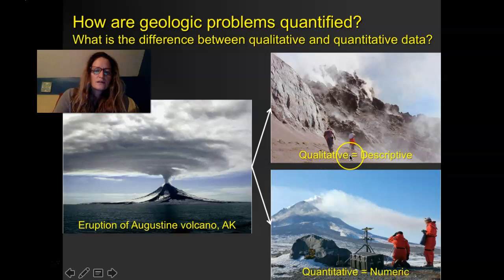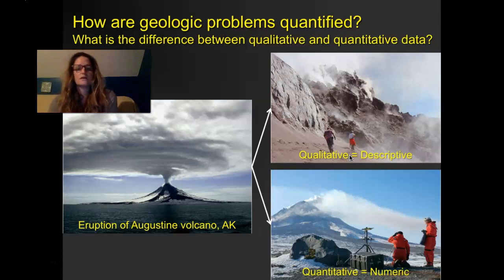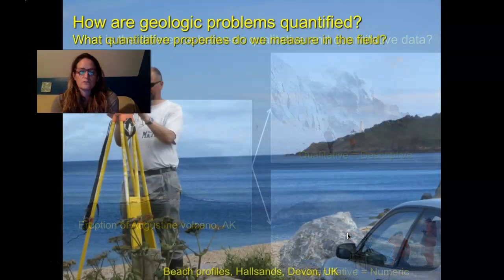So a qualitative assessment of that would be, it's really hot and steamy. It's hard to breathe. It has plumes of white smoke coming out of it. Whereas we need instruments to get quantitative or numerical data, something we can plot on a graph. So we can describe the eruption and we can also measure features of the eruption.